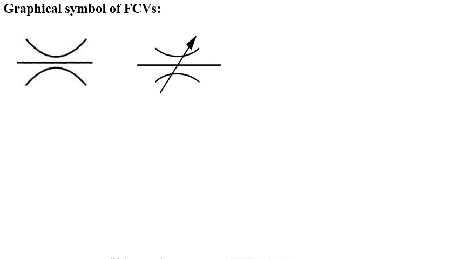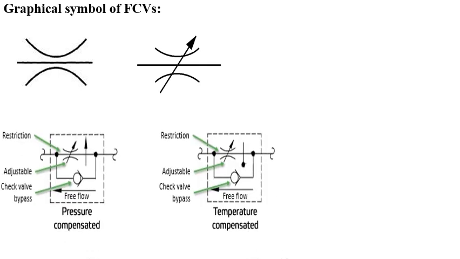Next is the graphical symbol of flow control valves. Here it is a fixed orifice. There are no variations. So it is a fixed orifice flow control valve. This is an adjustable or variable flow control valve. Here the orifice is adjustable; this arrow mark indicates that there is a variation, an adjustable orifice flow control valve.